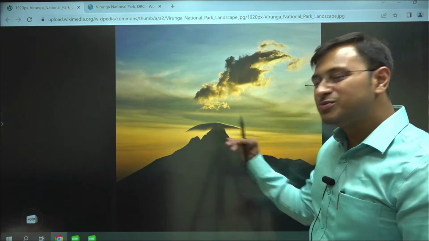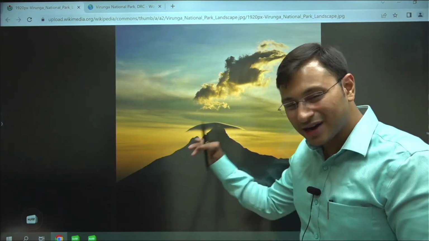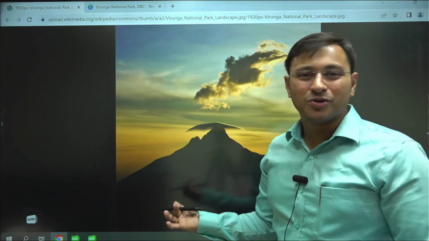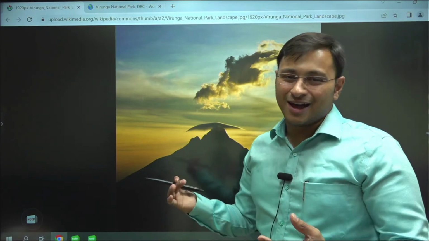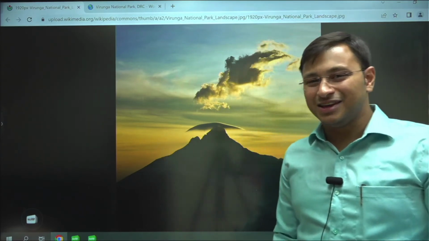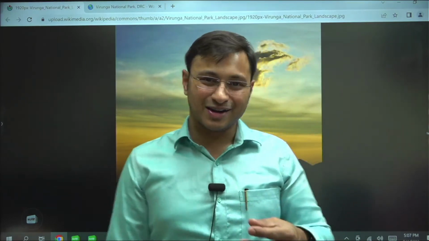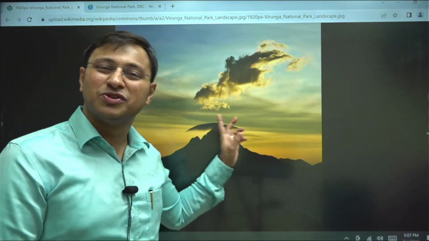So see this beautiful topography, this mushroom cloud over Virunga National Park, we don't know where it will go in the future. I just pray that the luxuries of the European countries don't end up destroying this beautiful topography.